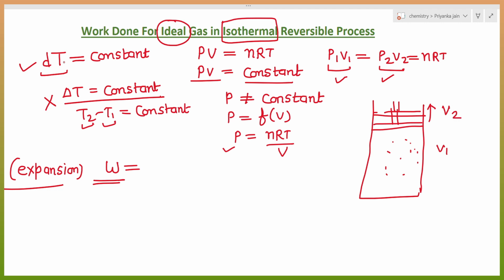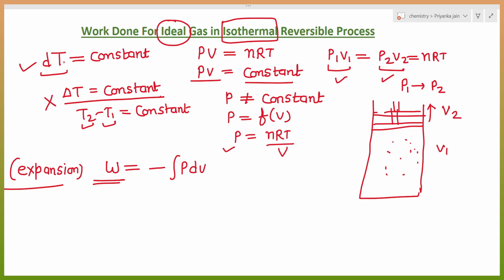So the pressure is going from P1 to P2. It means pressure is decreasing and volume is increasing. Expansion. And we know that the expansion work is always negative. So what will we write here? W is equal to minus integration of P dV. See here, you will always have to use the minus sign.